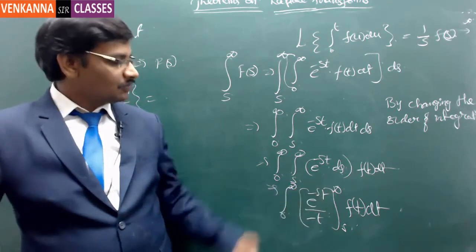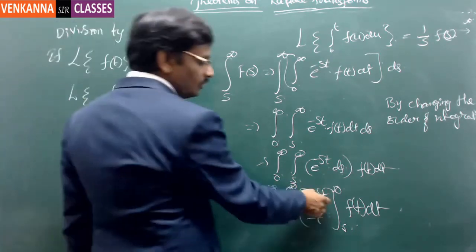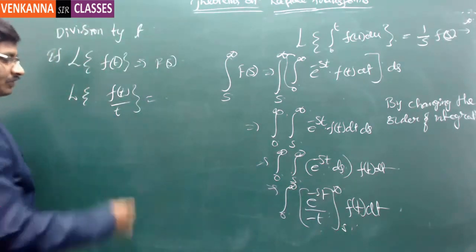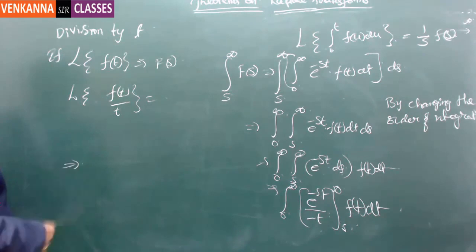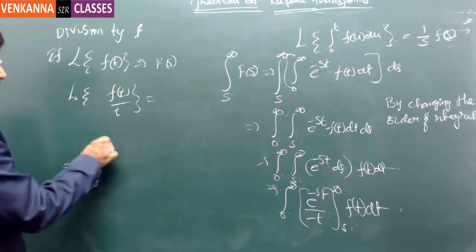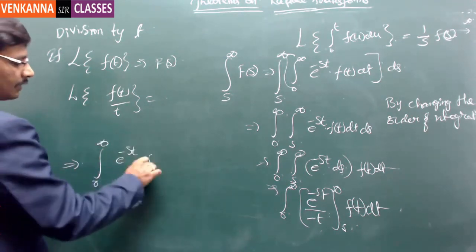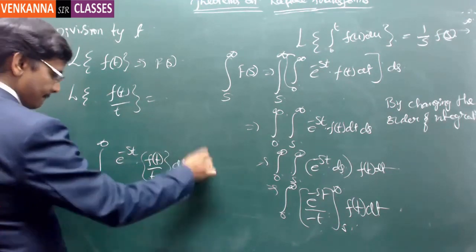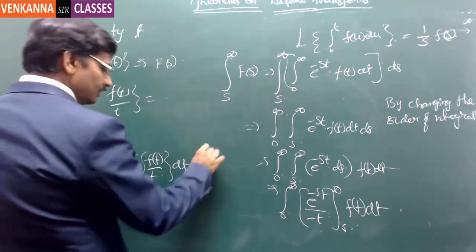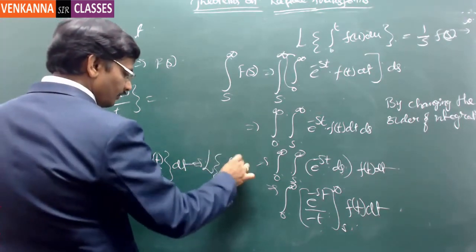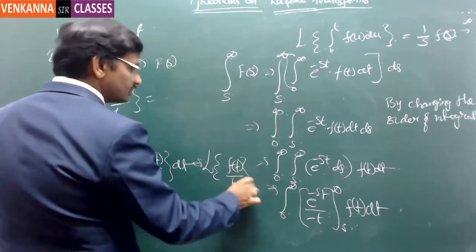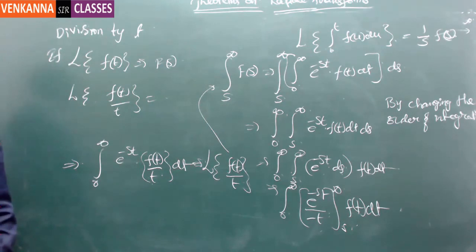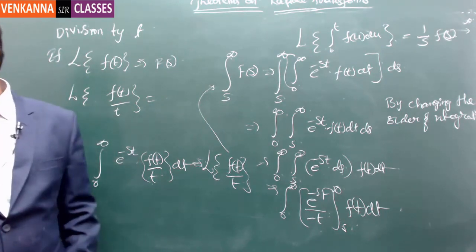Now if you substitute the upper limit, this value will be 0, and if you substitute the lower limit, it will be e power minus st by t. So this is equal to integral 0 to infinity e power minus st f of t divided by t into dt. Now this is nothing but the Laplace transform of f of t by t, which is given by this. Got it? Understood?